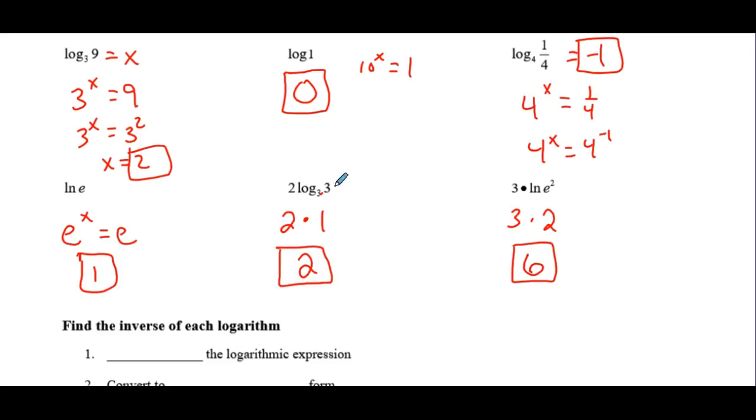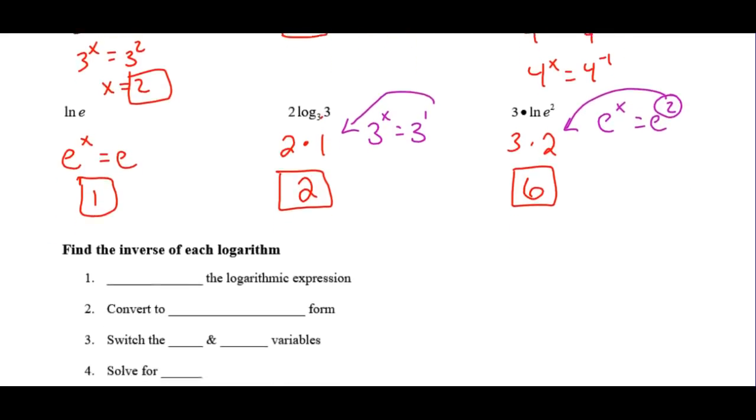So again, if you want to do this the long way, you could say 3 to the what equals 3. Well, okay, so that's 1, and that's how this becomes 1. And then it's 2 times 1, right? This one, we're saying e to the what equals e squared. Oh, well, 2. So that's where that 2 comes from. And then you're multiplying by 3. So 3 times 2 is 6. Okay?